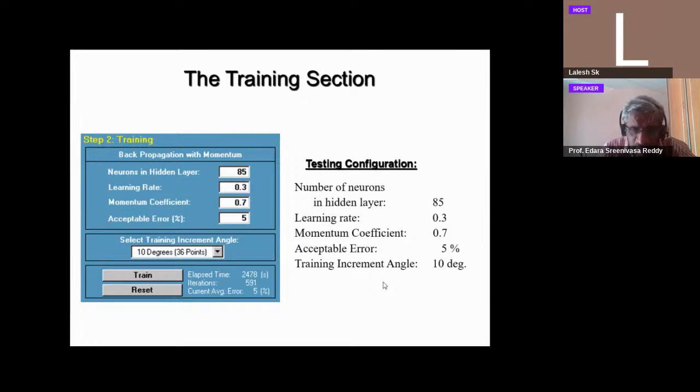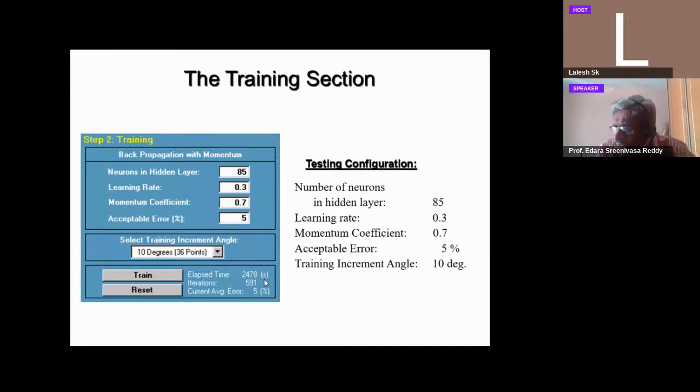So when you are slowly rotating the object, the neural network will learn the shape of the book, the rotation of the book, and the position of the book. So training is made. See here, elapsed time, total time is 2478 seconds. In good olden days, it would take more time. Today it may take only milliseconds.